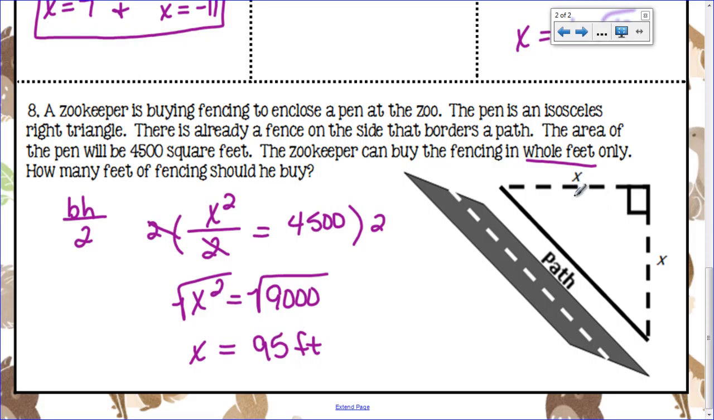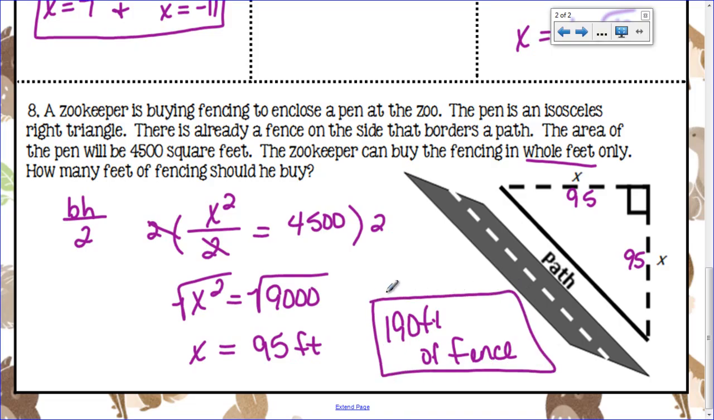He's got to buy 95 feet here and 95 feet here, so I've got to multiply it by 2. So he should buy 190 feet of fence. That's how much he needs in order to finish off his pen at the zoo.